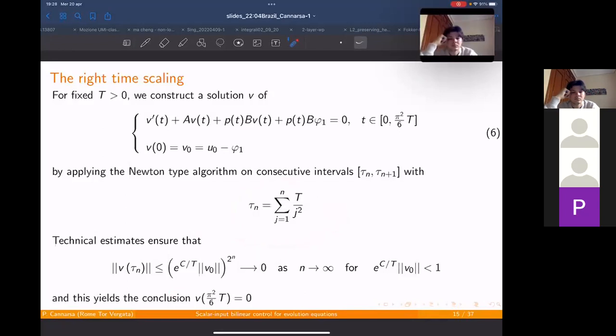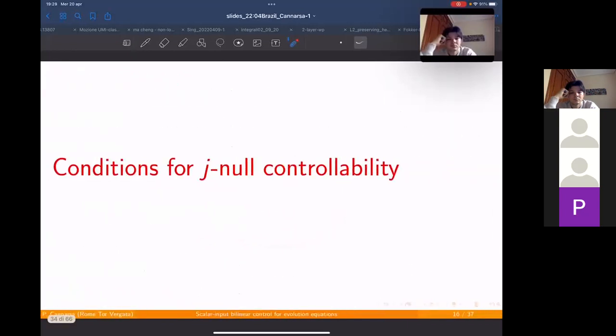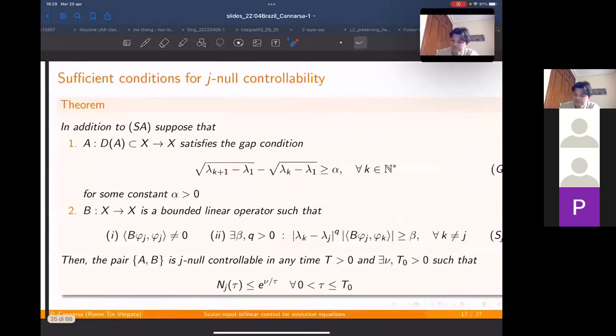And so you reach 0 at this time. Since this capital T was arbitrary, you can control your nonlinear system to 0 at any time. And this means controlling the original system to phi 1. So this is the idea. And the idea relies, of course, on this notion of J-null controllability. So let's look at conditions that ensure J-null controllability.